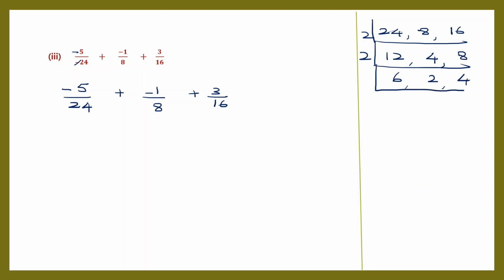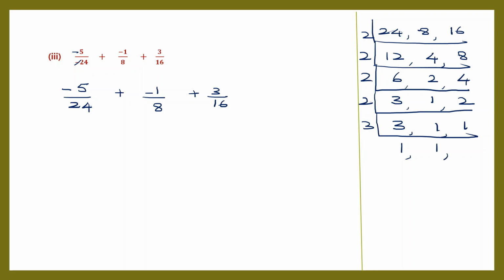We still continue with 2. So 2 3s are 6, 2 1s are 2 and 2 2s are 4. We can still do it with 2. So 3 I bring down because it's not divisible by 2, and then 2 1s are 2. Now we can use 3. 3 1s are 3, and then we bring down the other ones.